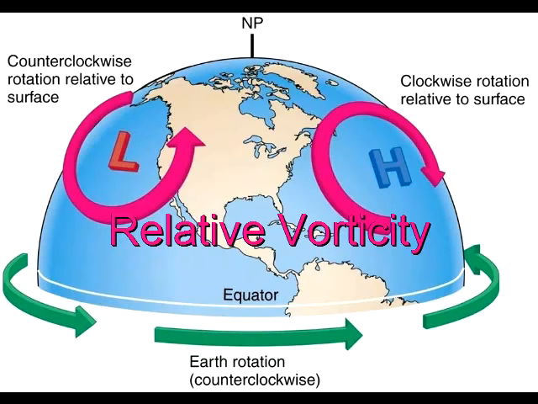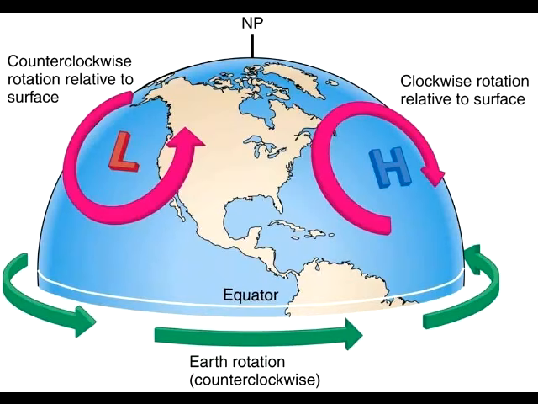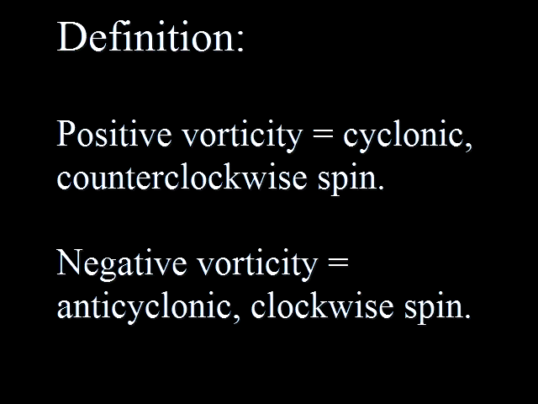Relative vorticity is the vorticity of rotating air relative to the Earth's surface. Earth's vorticity refers to the counterclockwise rotation of the Earth. It is a function of the latitude. And absolute vorticity is the sum of relative and Earth's vorticity. We define positive vorticity as cyclonic counterclockwise spin in the northern hemisphere and negative vorticity as anticyclonic clockwise spin.